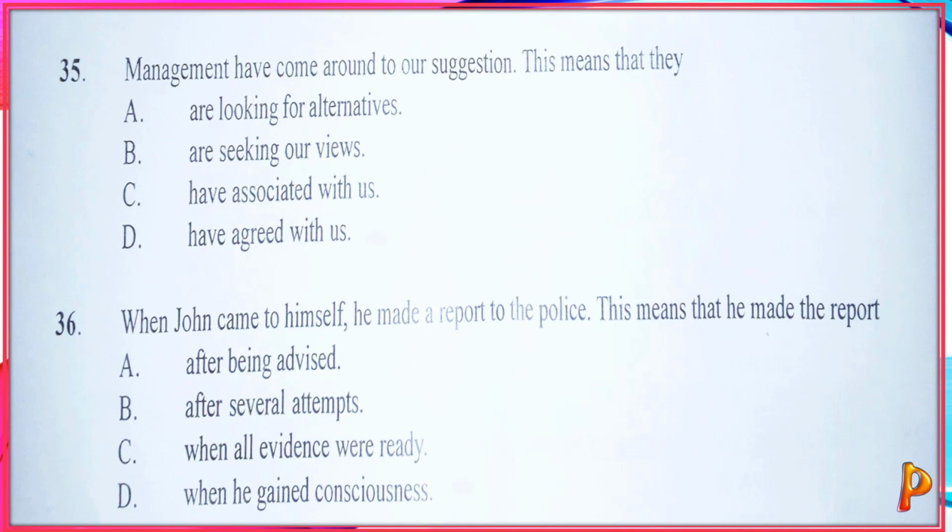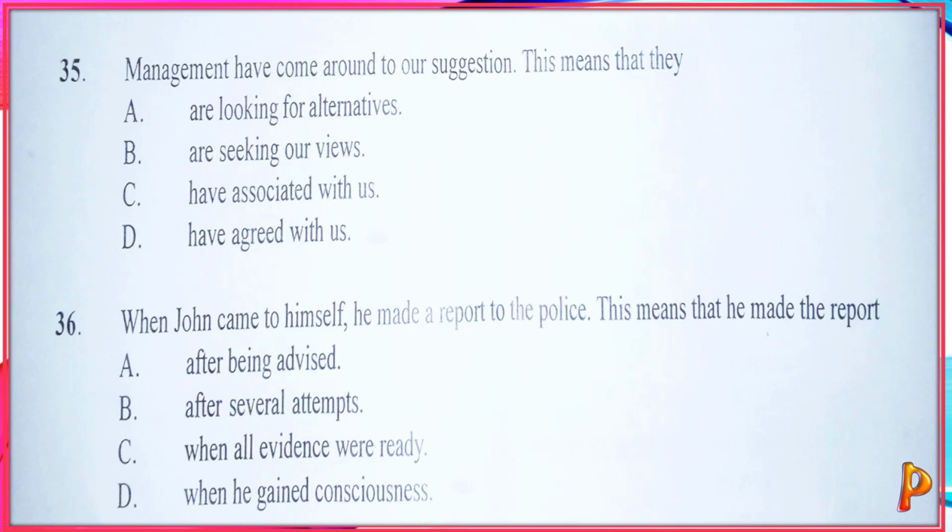Question 35. The management have come around to our suggestion. This means that they A. are looking for alternatives, B. are seeking our views, C. have associated with us, D. have agreed with us. The correct answer to this question is answer space D. Management have come around to our suggestion. This means that they have agreed with us.